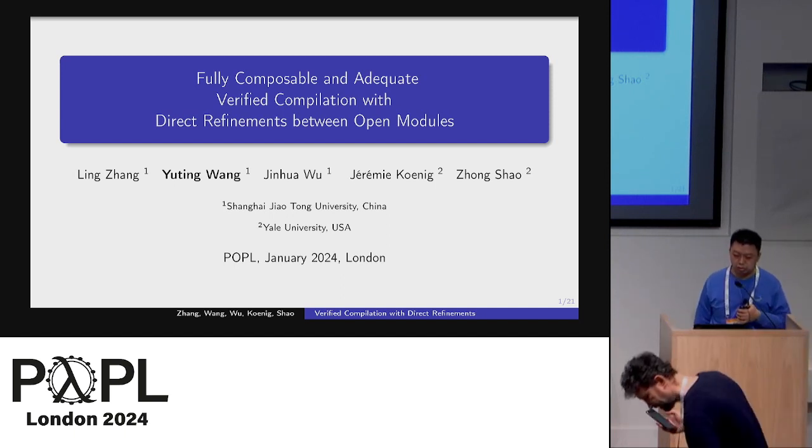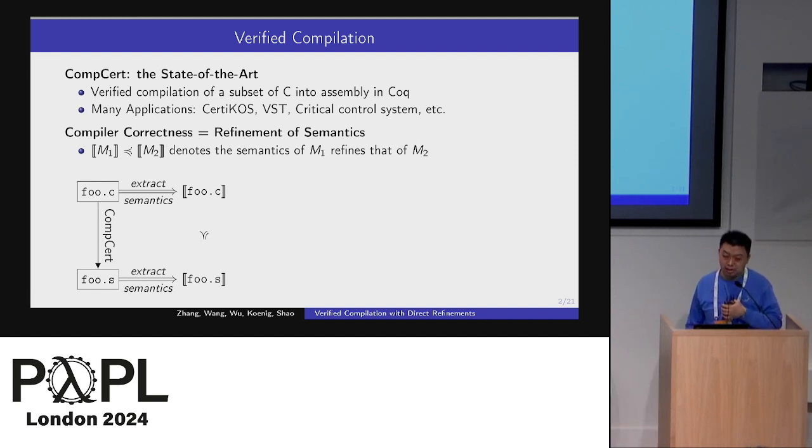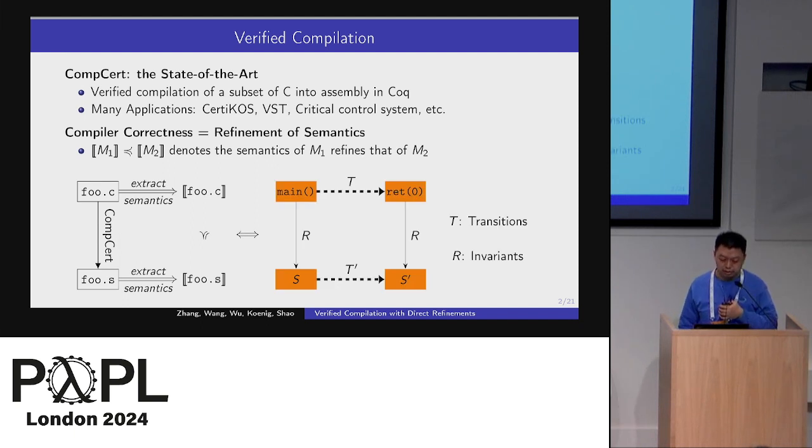Okay, I'm going to talk about verified compilation of open modules with direct refinement. It's a joint work with those people. The state-of-the-art of verified compilation is, of course, CompCert, which has many great applications. The idea is that if you compile a C program with CompCert and generate an assembly program, you can derive a refinement between the source and target semantics. This refinement is represented as a simulation between small step executions.